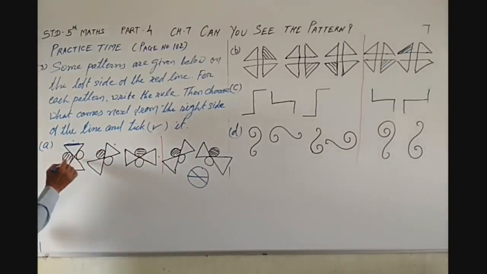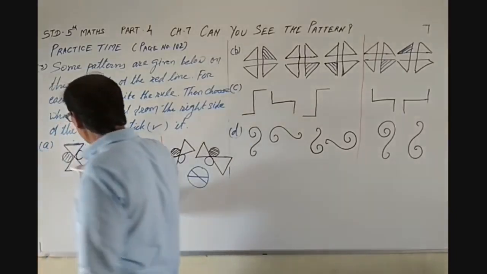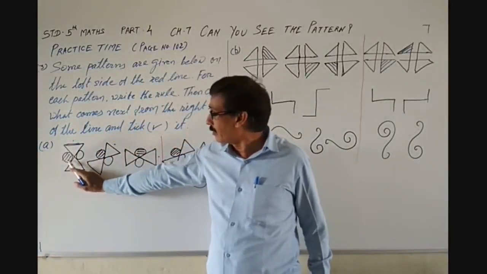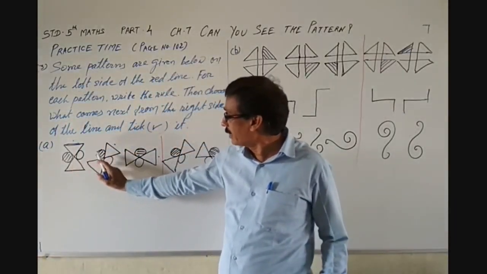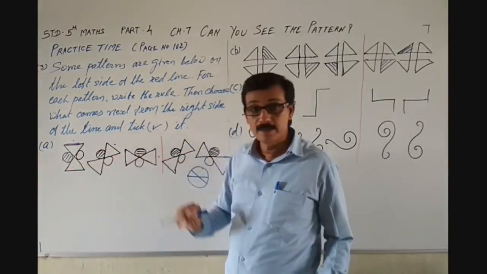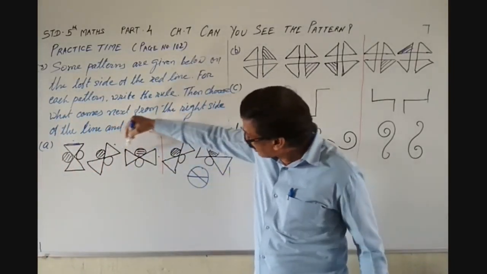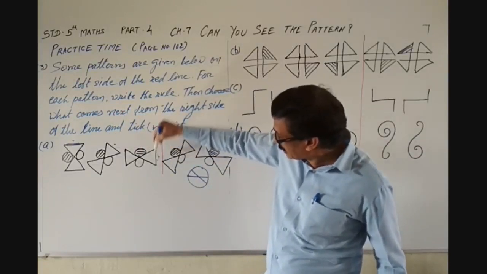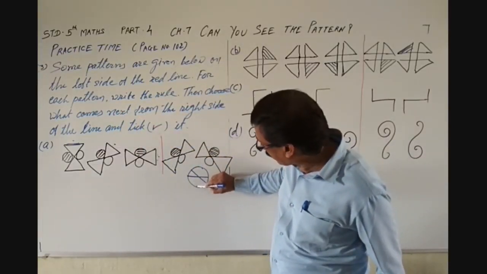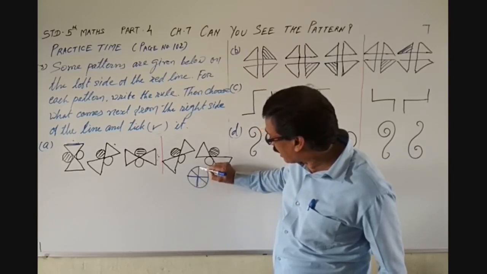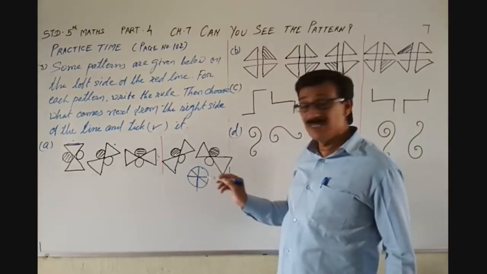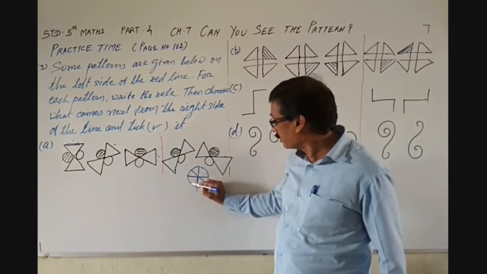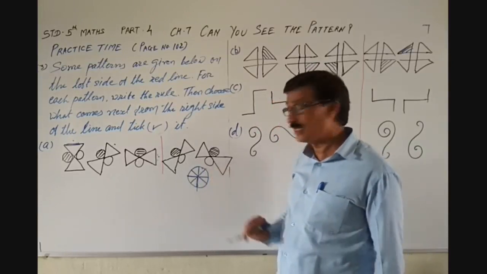Why? Because I can understand this from this circle. This circle is now over here, so this line is somewhere over here, isn't it? Now this circle is somewhere over here, so this line is somewhere over here. So it is vertical. So let me draw that line. So the next line will be this one only, isn't it?